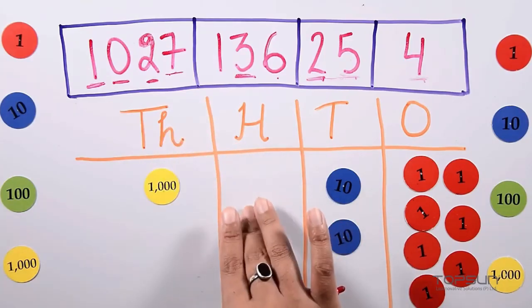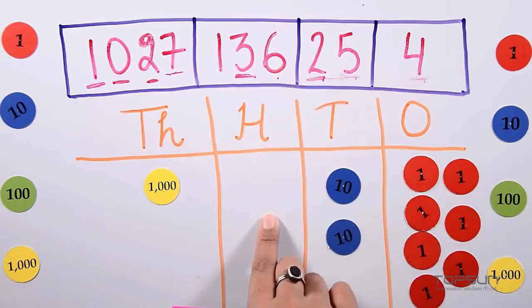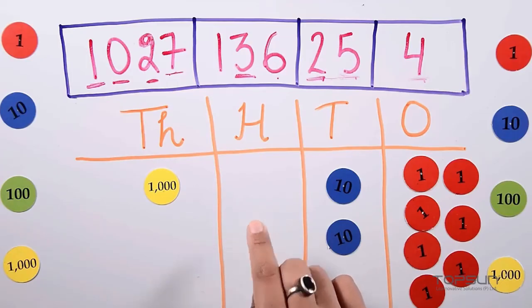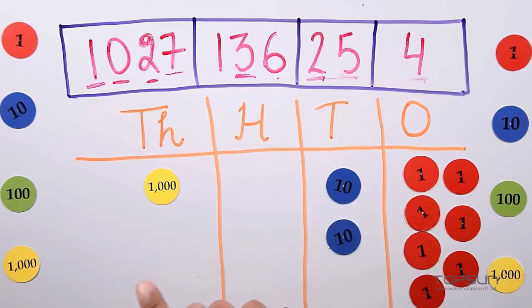When students finally understand the value of the numbers in the place value chart, they will understand the concept of place value and they will have a strong foundation for more advanced math work including addition, multiplication, fractions and decimals.